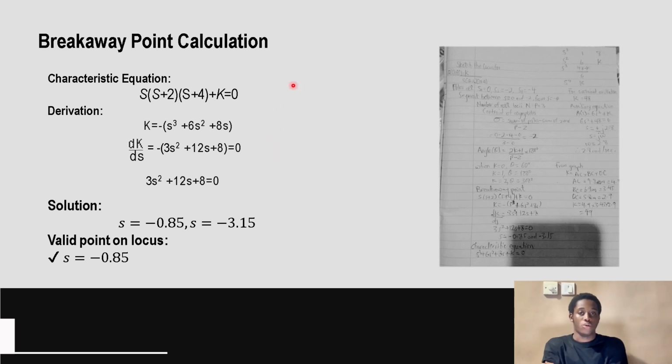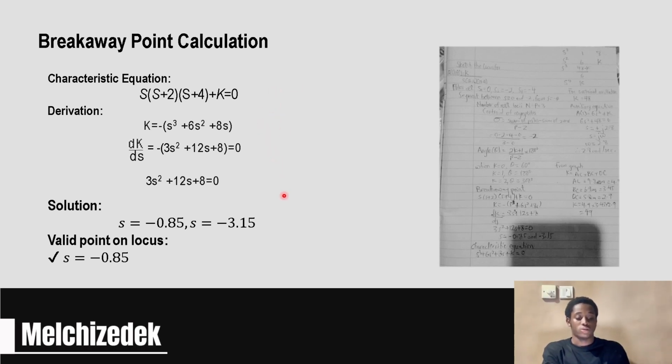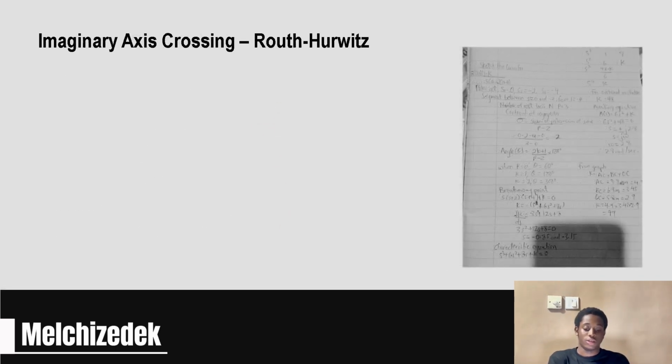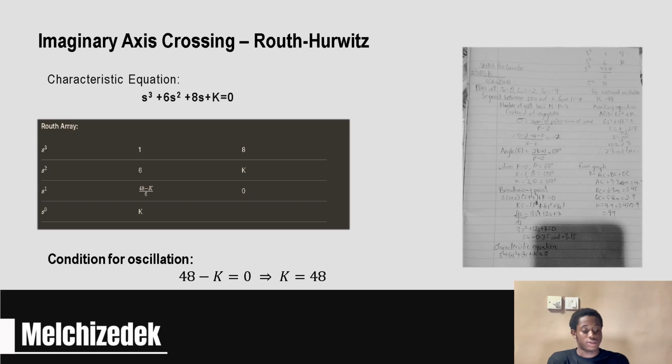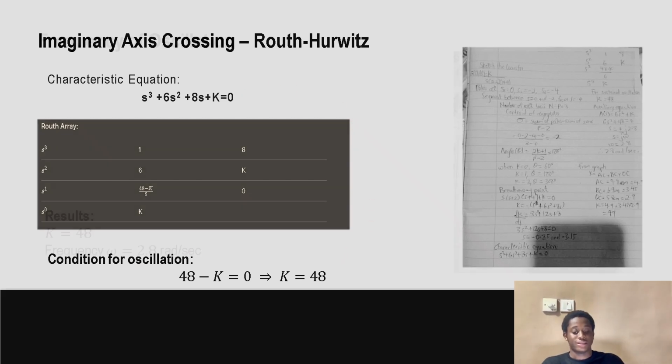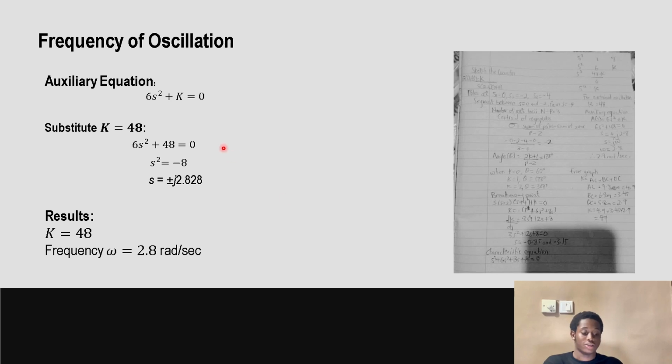To find the breakaway point, you solve 3s squared plus 12s plus 8 is equal to 0. This gives the breakaway point, which is approximately -0.85. Next, using the Routh-Hurwitz criterion, we determine system stability. The system is stable for 0 < k < 48. It is marginally stable at k = 48.